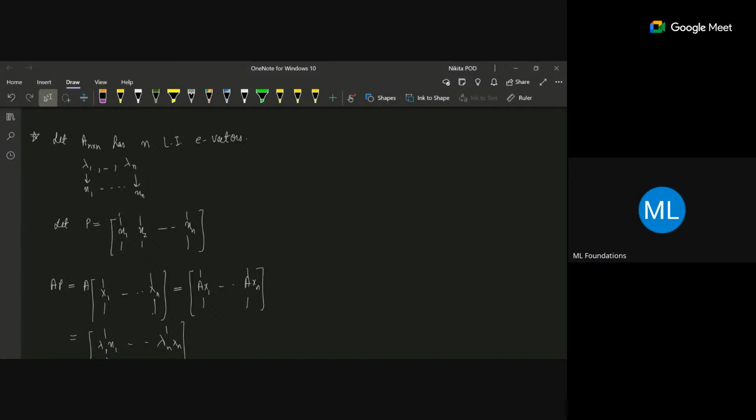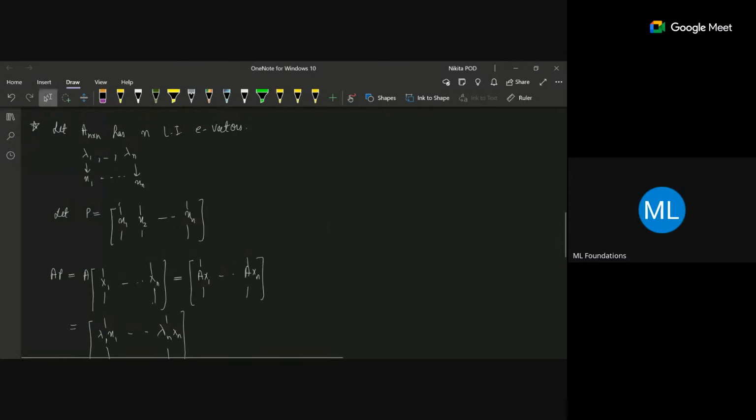This is a theorem, and we'll prove this in the later part. Maybe we'll do it later only. Let's see this first. We have an n cross n matrix, and for this matrix, let's say we have n linearly independent eigenvectors, and these eigenvectors correspond to the n distinct eigenvalues.